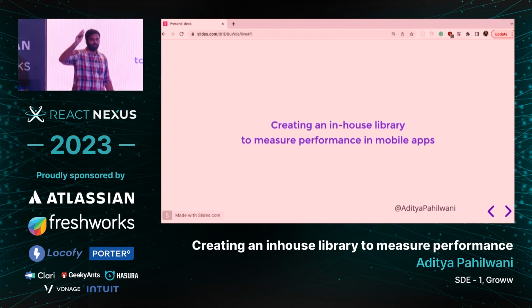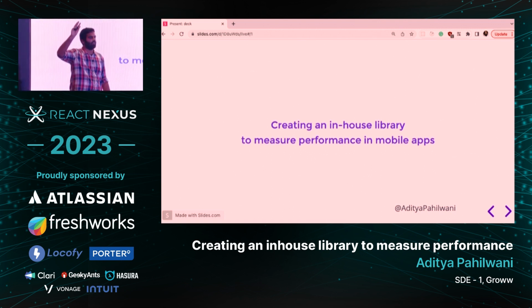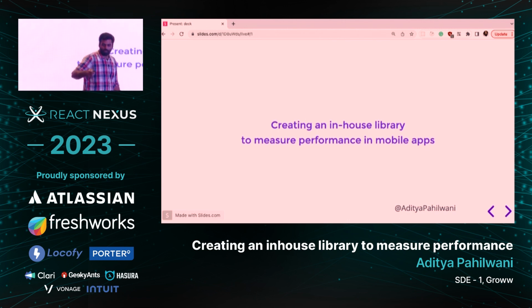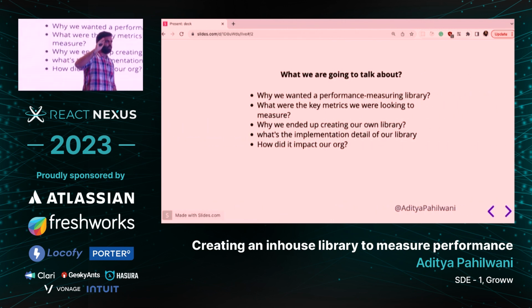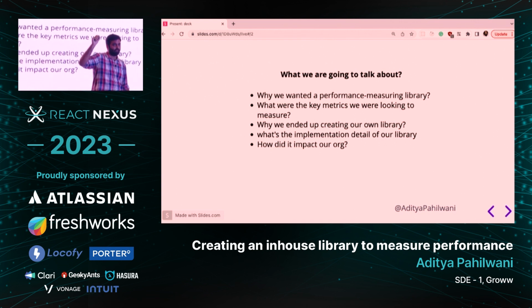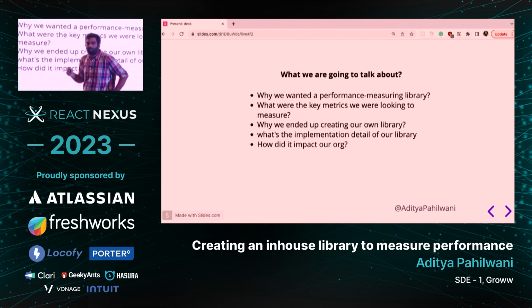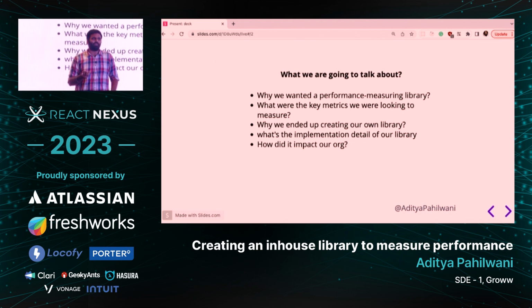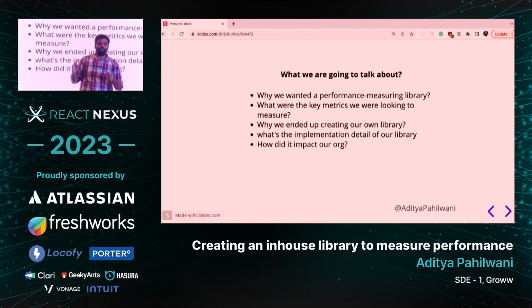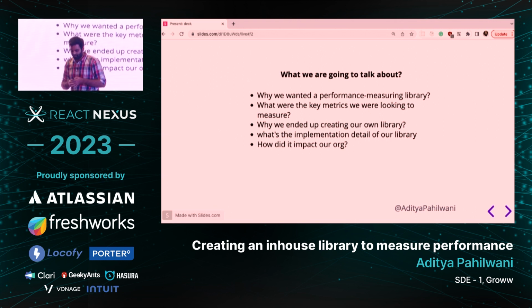So today I'm going to talk about creating an in-house library to measure performance in mobile apps. We are going to talk about 5 things here. First, why we wanted a performance measuring library in the very first place. Next, what were the key metrics we were looking to measure. Then, why we created our own library. And I will also provide some implementation details of our library. And the last and the most important part: how did it impact our organization? Because no matter how cool your code is, if it doesn't serve the purpose, then it's useless.